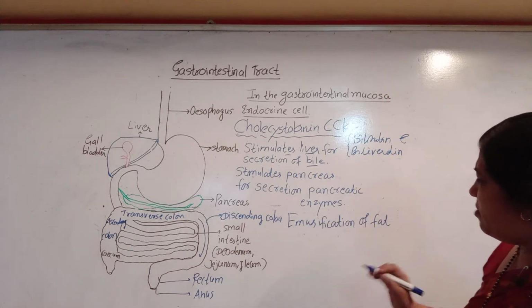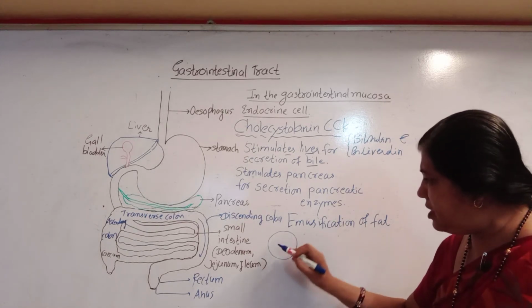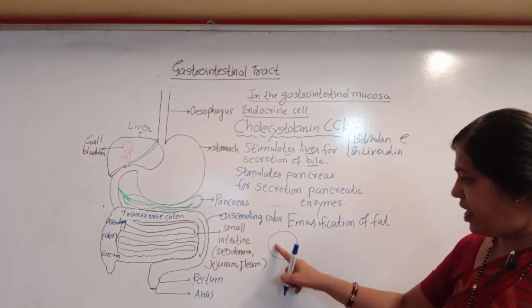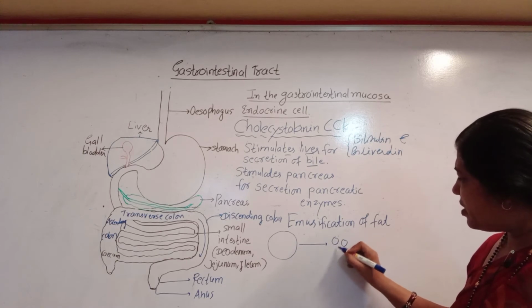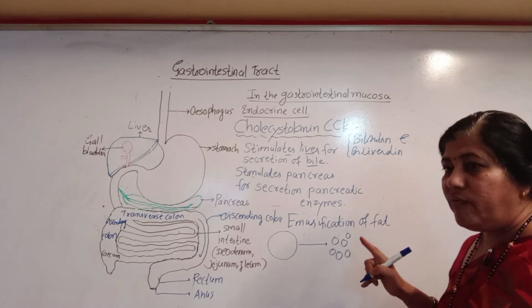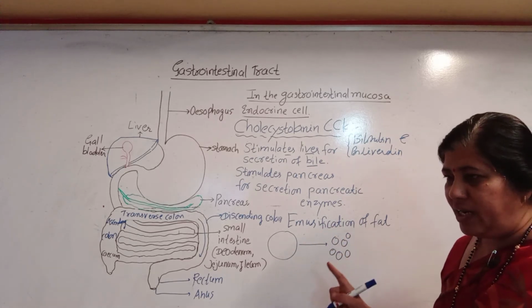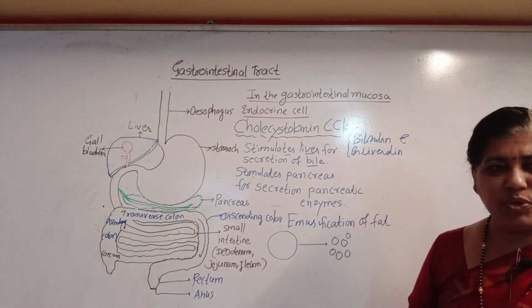What is meant by emulsification? So emulsification means this is a larger fat globule, a fat globule which is large in size. So breaking of large fat globule into smaller fat globules is called emulsification of fat, and for the emulsification of fat, bile juice is responsible.